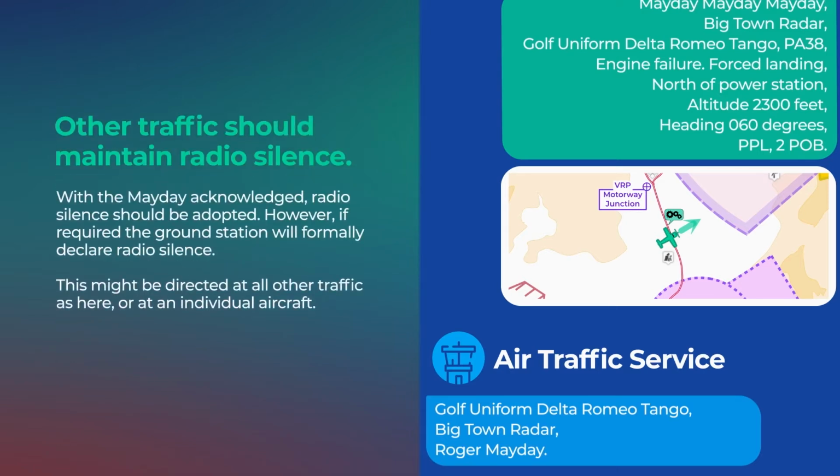All other aircraft on the frequency should maintain radio silence following a Mayday call until either it is cancelled, the aircraft in distress has been transferred to another frequency, or the ground station gives permission for normal calls to resume. However, if required, the ground station will formally declare radio silence. This may be addressed to all, or an individual aircraft.